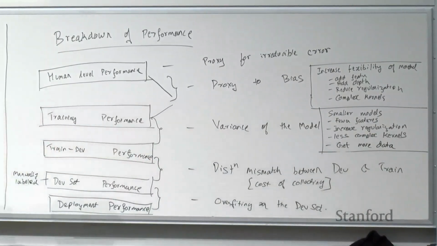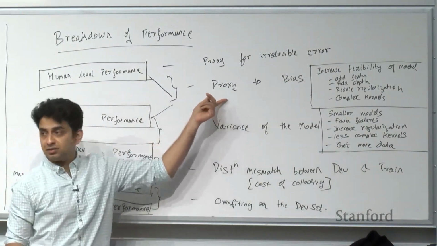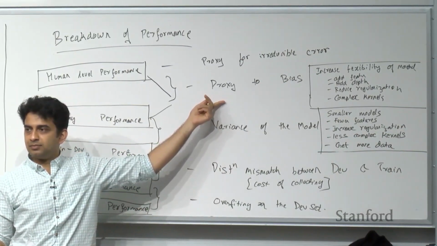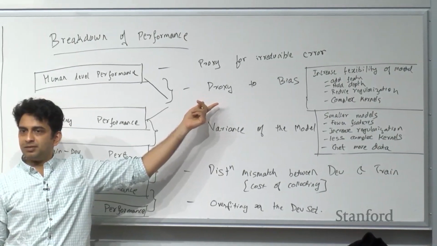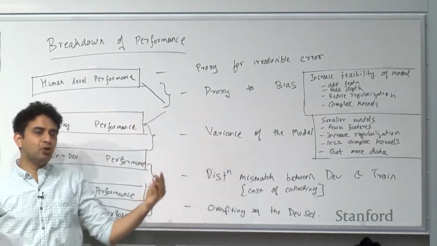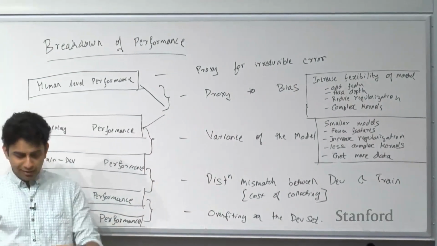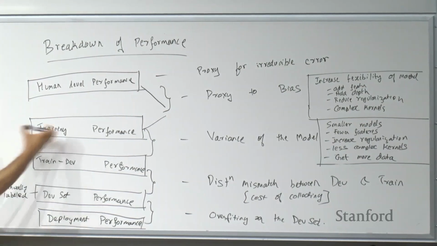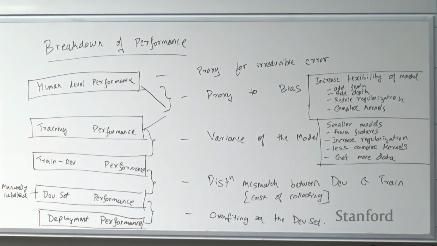Right? Does getting more data help fight bias? Can it? Some say yes, some say no. So generally, you don't think of getting more data as for fighting bias. If your problem is that your training performance is much worse compared to human level performance, which means that the model that you have cannot even fit the training data that you have. Right? Which means the problem is that the model class that you have is too inflexible.